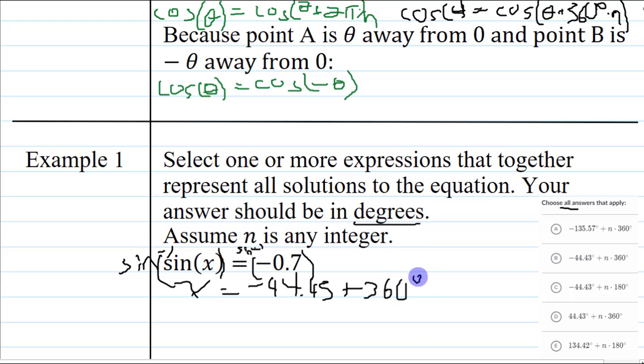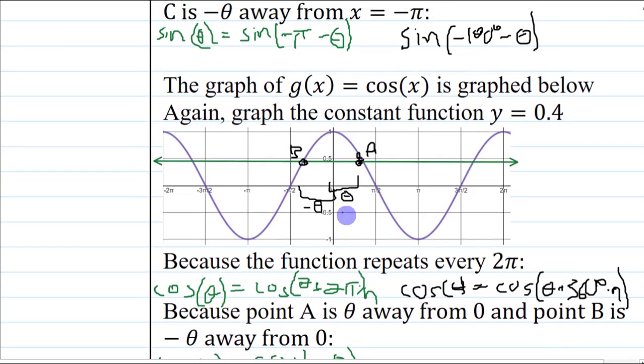360 degrees times any multiple. So I can add 360, I can subtract 360, I can add 720, etc., etc. And you can already see that is exactly one of these answers. That's B. Alright, so let's use another rule.